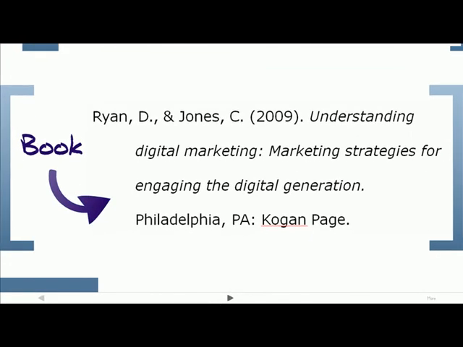For books, the format is similar. Author's names, year, then the title of the book in italics. Like the title of articles, you only capitalize the first word, and in this case, the first letter after the punctuation, the colon. Then you include the publication information, the place of publication, and the publisher.